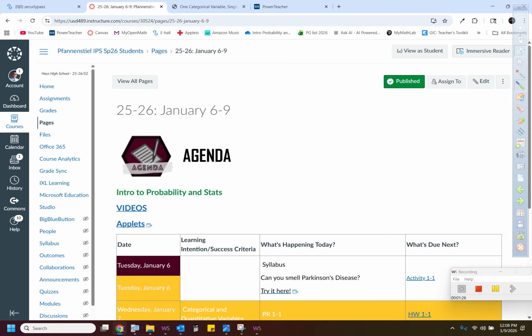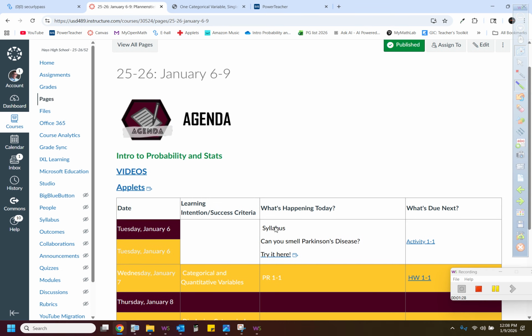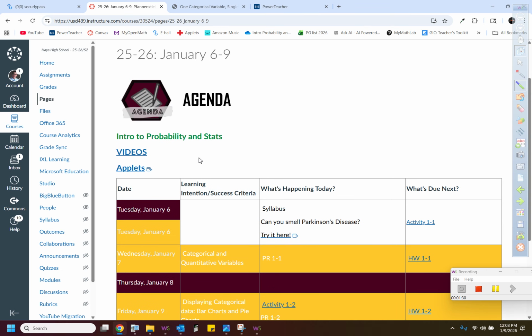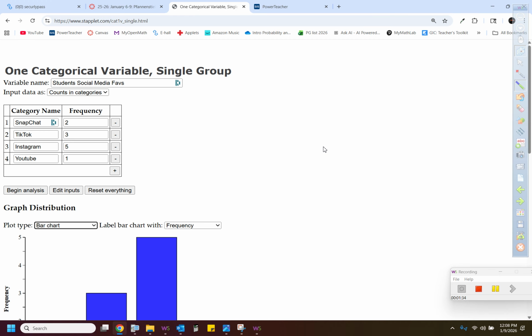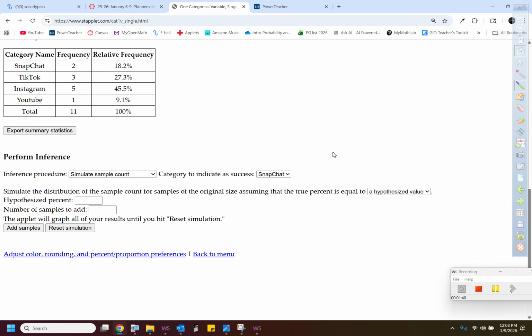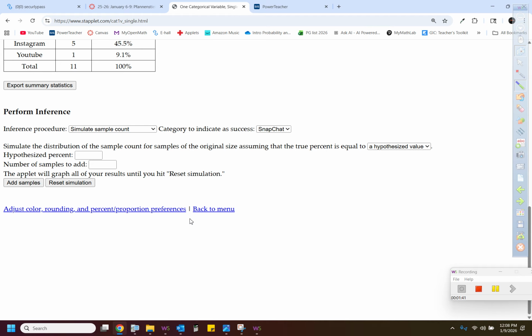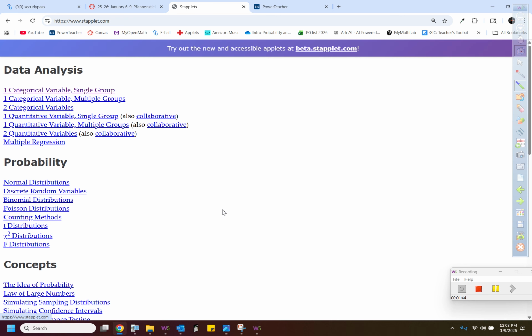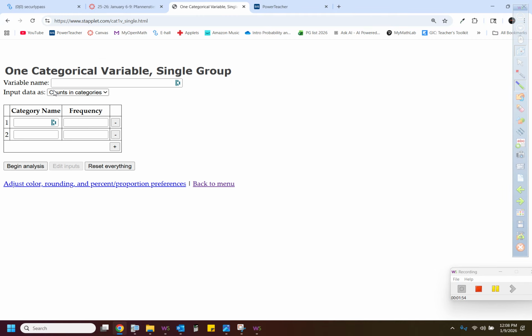So for those who are unfamiliar with how to get there again, it is back on the Canvas agenda, and click Applets. Let's say you still had the old one open because this is the one we did on our activity. If you wanted to change all the data and you had it open, scroll down to the bottom and hit back to menu and it'll take you right back to where we were. But if you could get to the applets, we will again do one categorical variable, single group. We'll explain how the other applets work when we get to them.